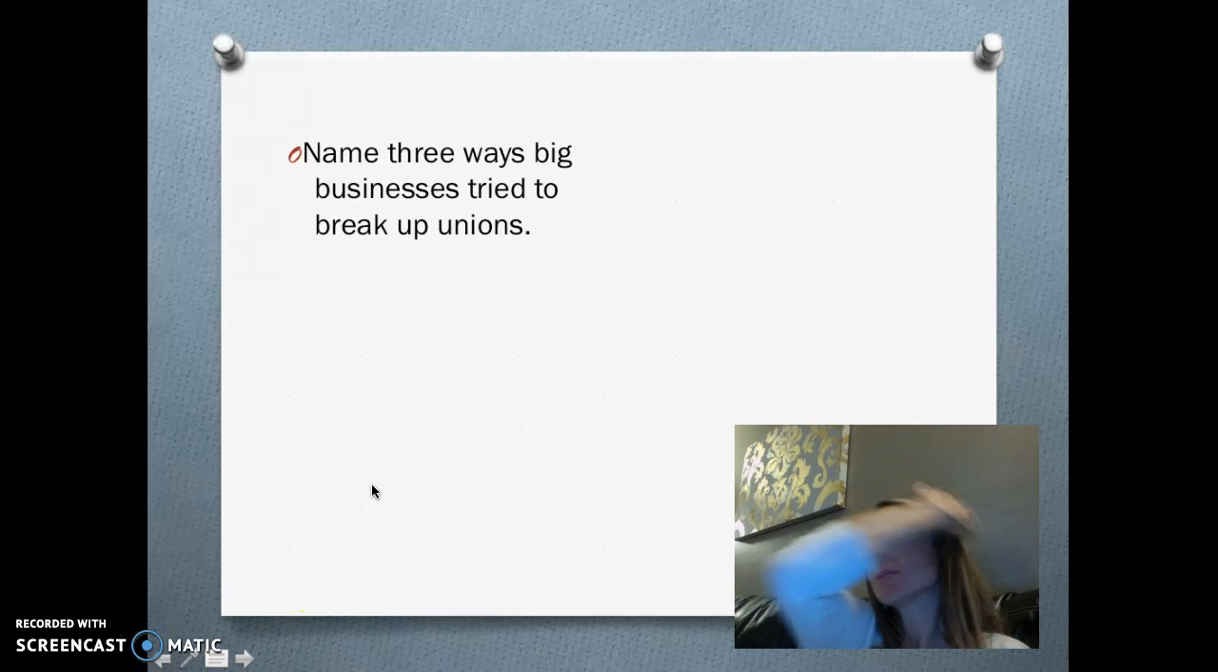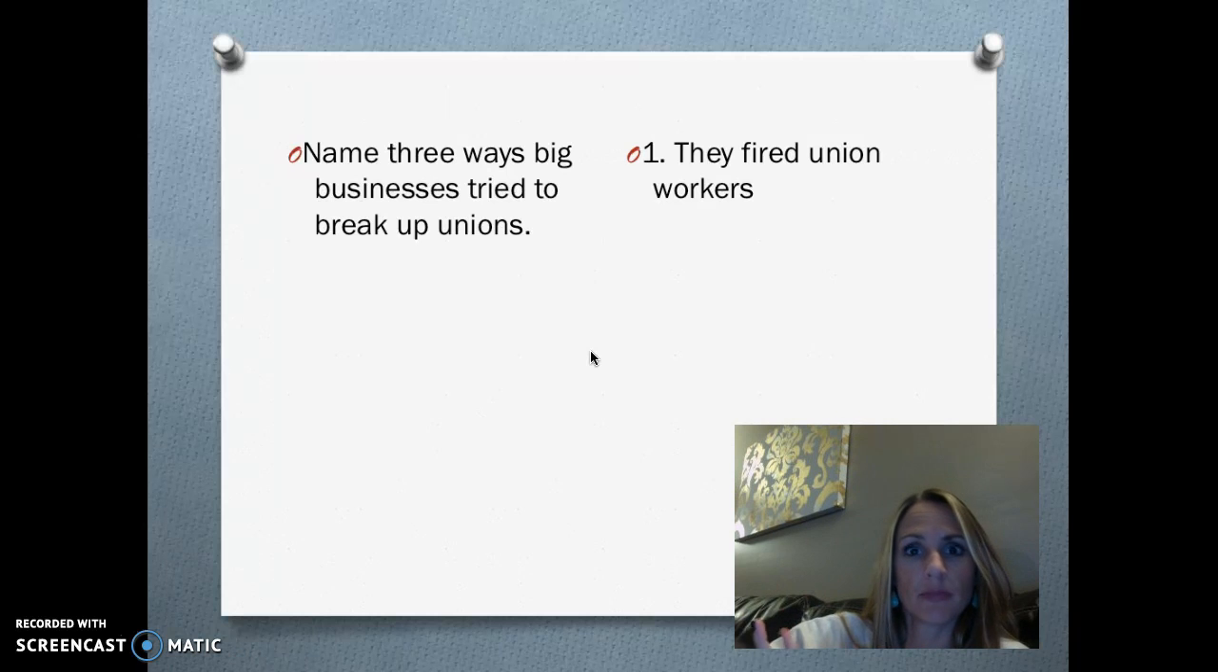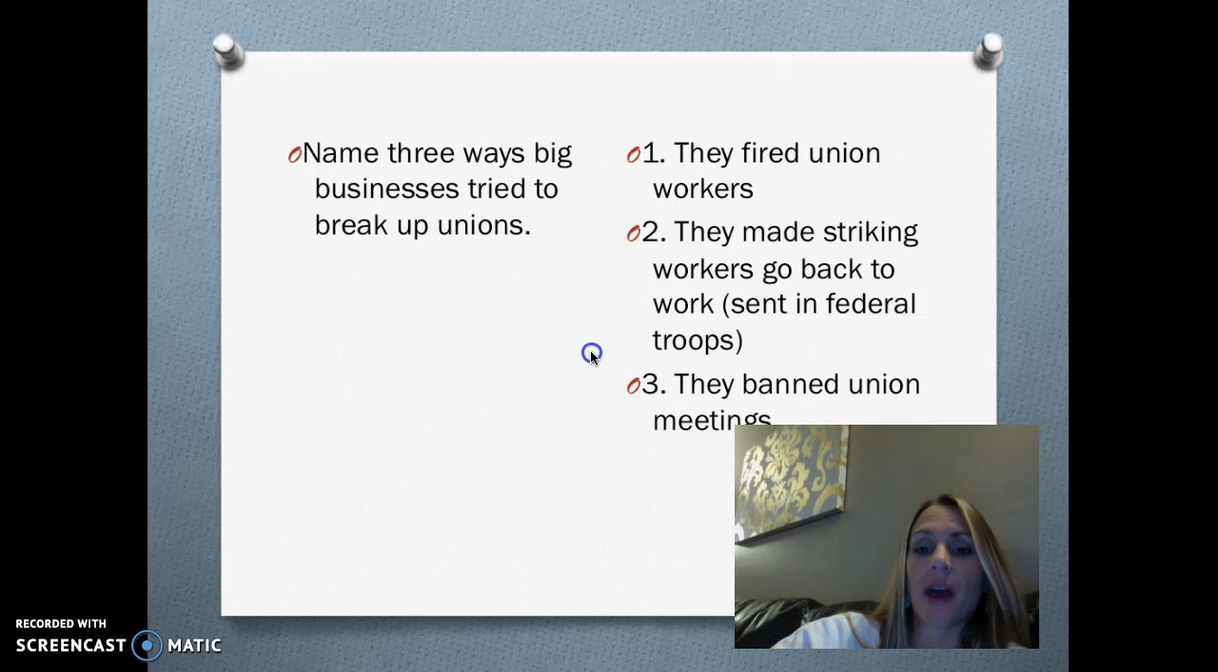Name 3 big ways businesses try to break up unions. Okay, this is something that you needed to have read about in your book. We didn't discuss it a lot in class, so make sure you take note here. They would fire workers that were part of unions, which is not right. It's your right to be part of a union, but back when they were first forming, that didn't necessarily happen. They made striking workers go back to work. They would send in federal troops to make them go back to work. We did talk about that one.